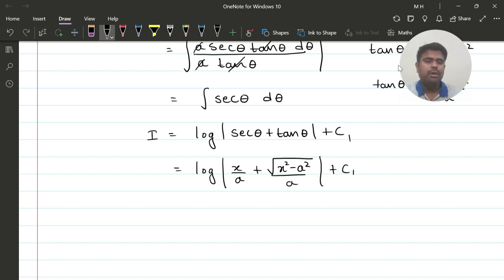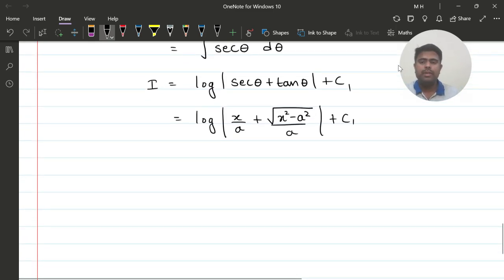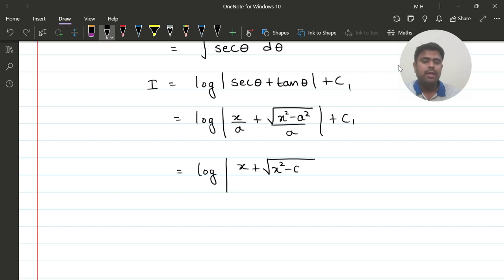For the time being I'll call it as c1. I will tell you why I did so. Okay, so therefore this is equal to log mod, see the denominator is the same, so I can write it as x plus root of x square minus a square divided by a plus c, right?